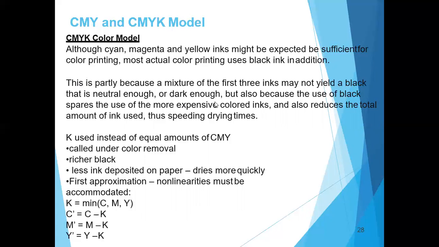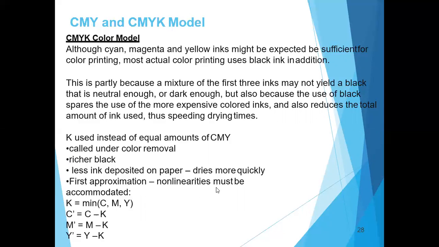So why are we using black here? Because the combination of cyan, magenta and yellow will not produce the actual black we require, one that is neutral enough or dark enough. Also, black ink reduces the total amount of ink used. So K is used instead of equal amounts of CMY. This is called under color removal, and we can get a richer black. Less ink will be deposited on the paper and it dries more quickly. That is the advantage of using black.